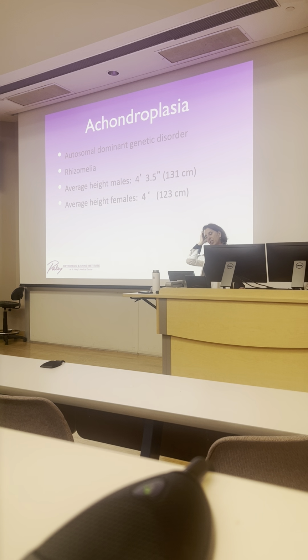Okay, achondroplasia is an autosomal dominant genetic disorder with rhizomelia. Rhizomelia means that the limbs are shorter than the spine. And the average female is about 4.35 inches. I'm sorry, I flipped that. The average male is about 4.35, and the average female is about 4. But it varies greatly. Some of them are teeny tiny, and some of them are a little taller, just like you and I, very greatly.